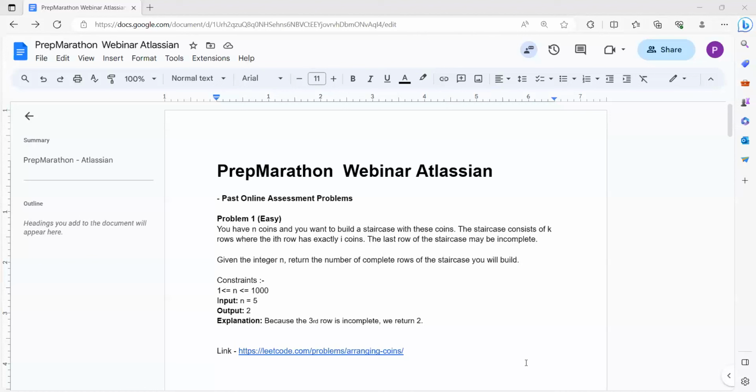So let me draw a figure of this. Okay, so the question was saying that you are given n coins. We got a few solutions and those were correct. So the question was something like this: you are given n coins and you will use these coins for forming stairs.